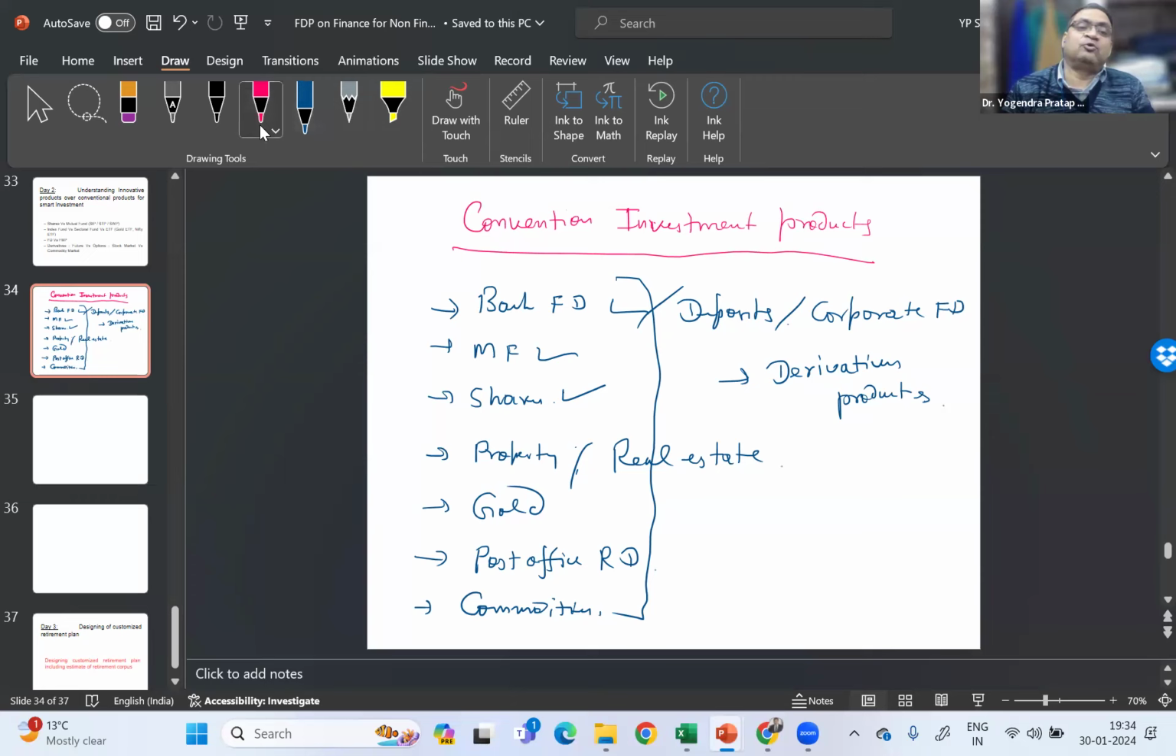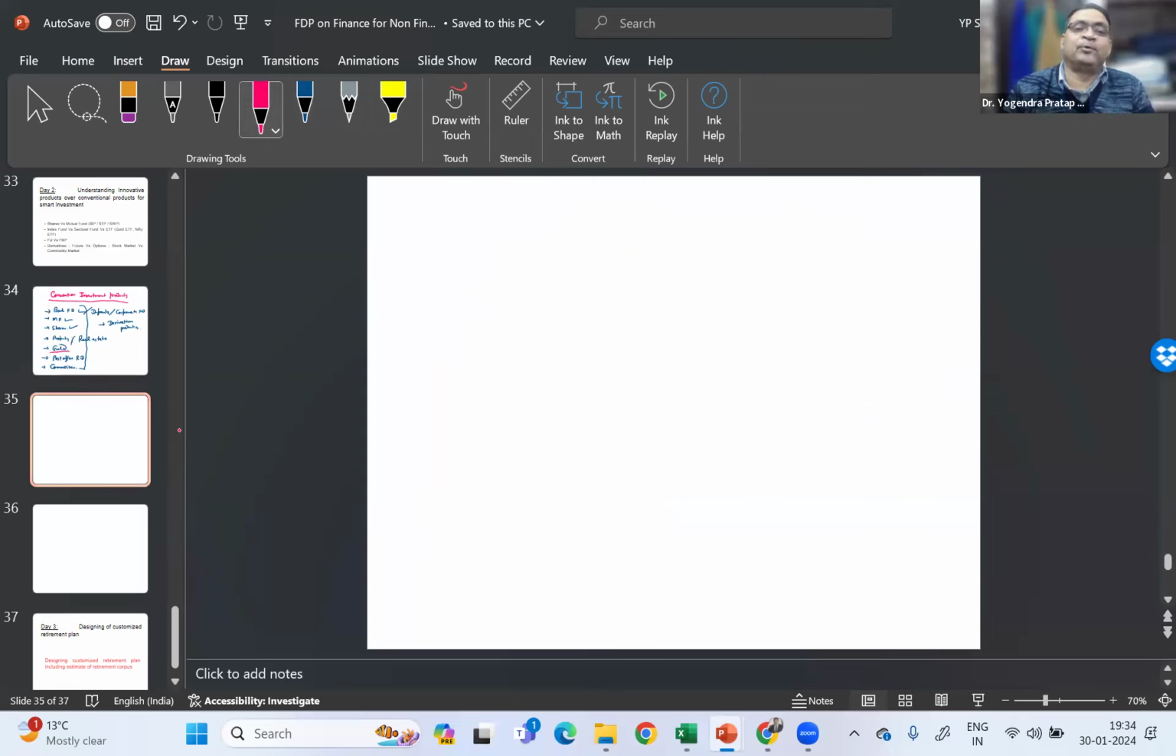First, I am taking gold. This is very close to everyone. Gold. Can you tell me what the basic features of gold are? Anyone?